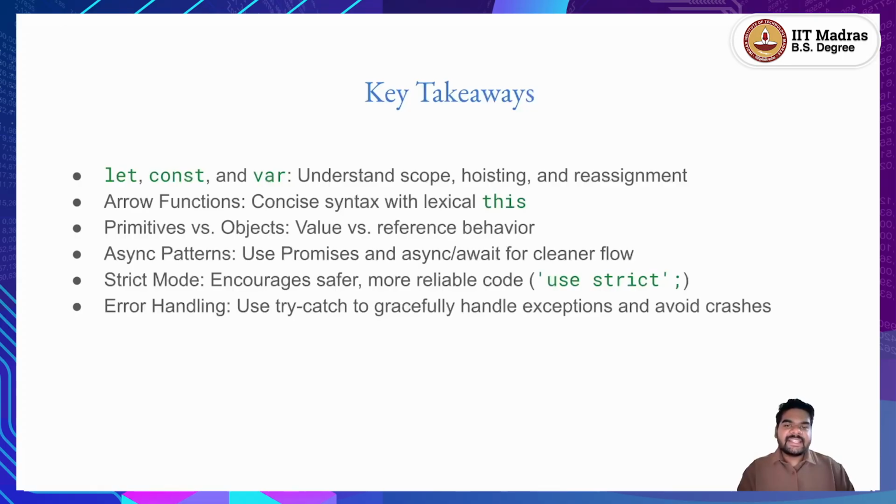We looked at async patterns, how to use promises with .then and .catch, and how to use async await. Strict mode and error handling encourage safer and more reliable code. We can handle errors using the try catch block and gracefully handle the errors, avoid crashes, and make the code more resilient. Strict mode is always better. Try to use it as much as possible. It takes out certain guesswork from the JavaScript code. It makes your code more reliable.